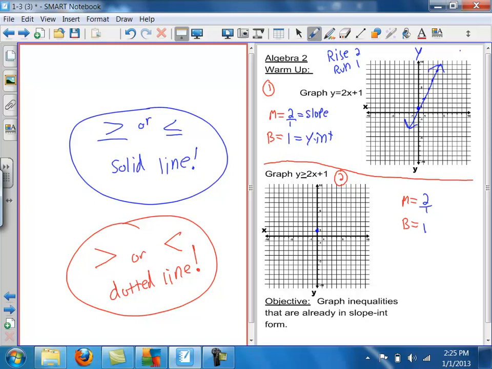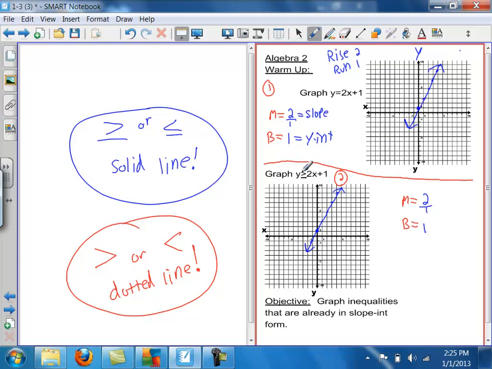Okay, so this is a solid line. So we're going to draw a solid line. Rise 2, run 1, rise 2, run 1, rise 2, run 1, rise 2, run 1. Okay, and we already know that it's going to look like this, okay? And it's just like the other one that we have up here. Look at the graphs, they're the same.